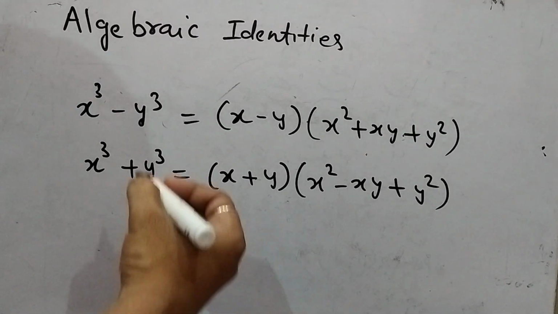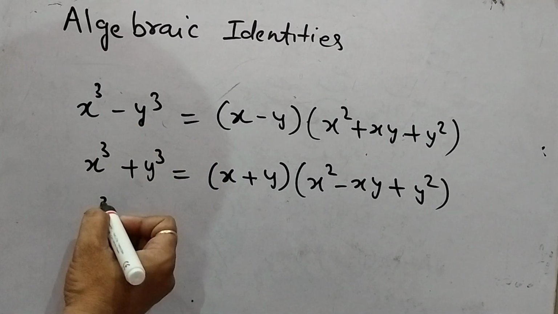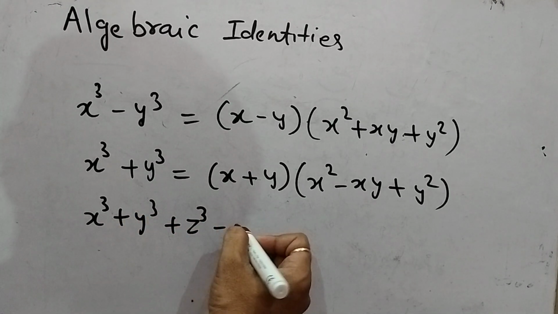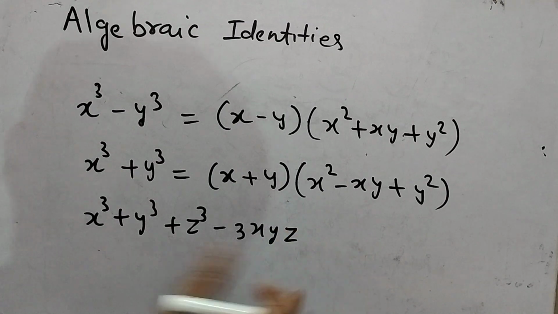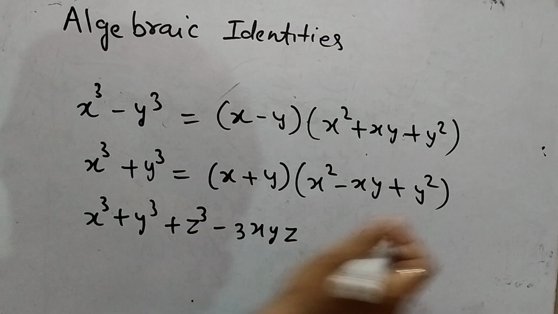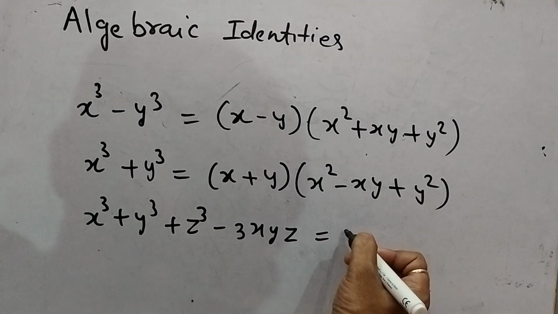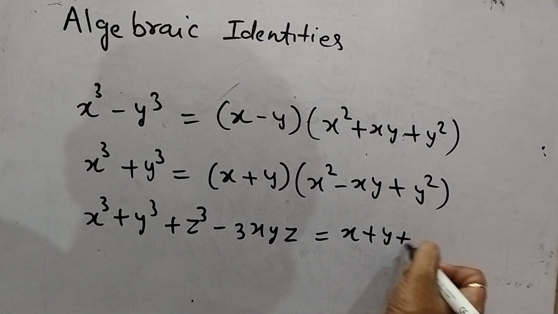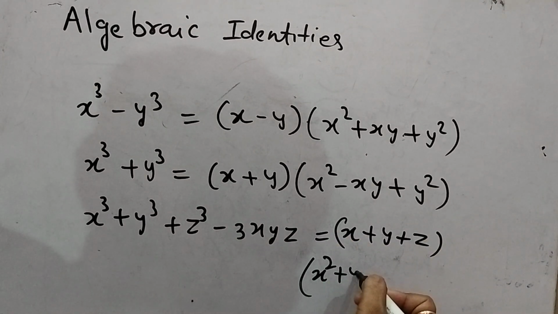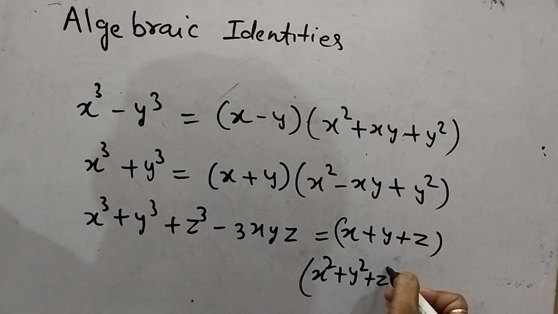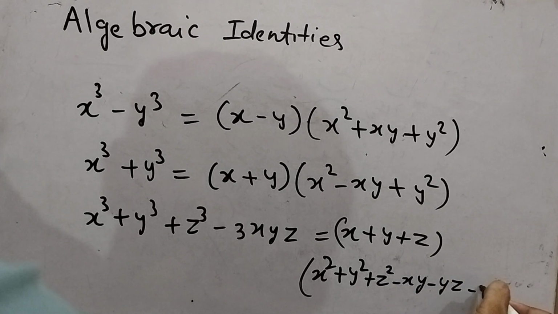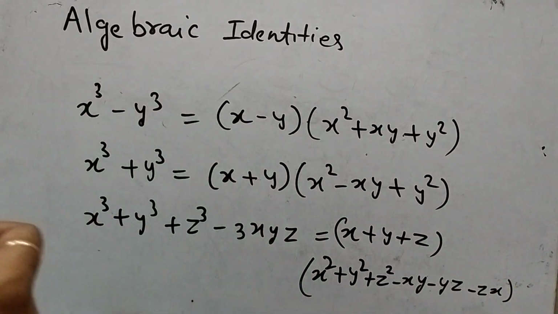Now we have another identity of cubes: x³ + y³ + z³ − 3xyz. This is again an algebraic expression, and the factorization of this algebraic expression is something unique. (x + y + z) in the first bracket, and in the second bracket we write x² + y² + z² − xy − yz − zx.